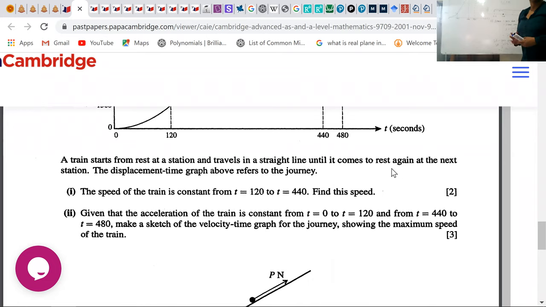Okay, ready to write? A train starts from rest at a station and travels in a straight line until it comes to rest again at the next station.